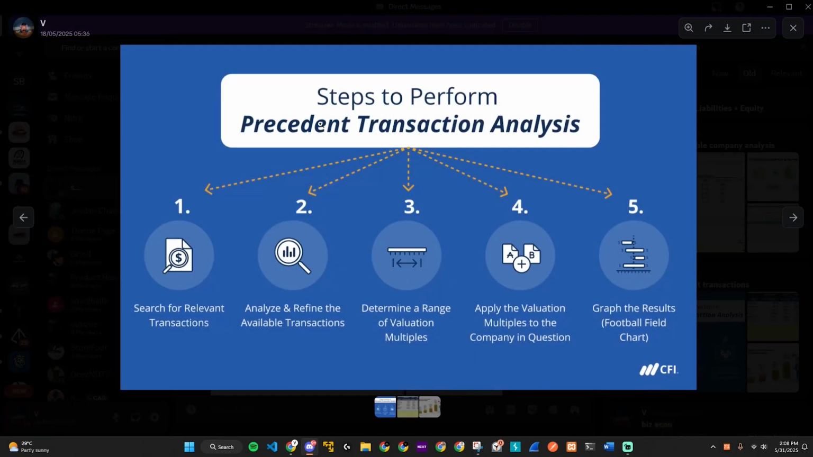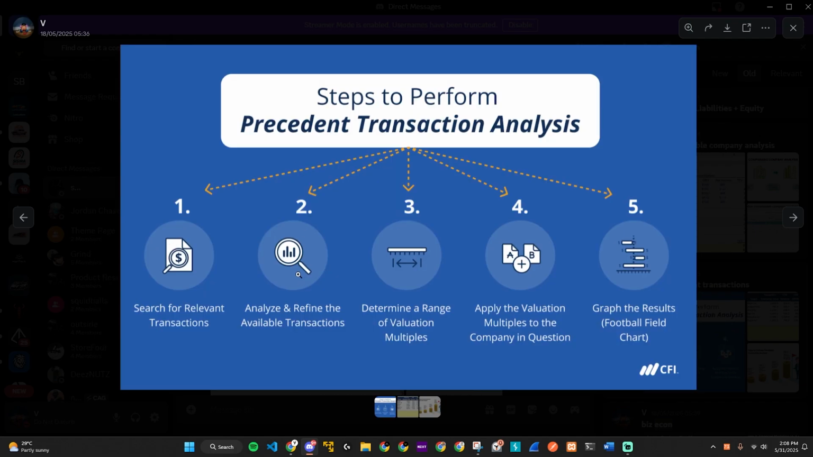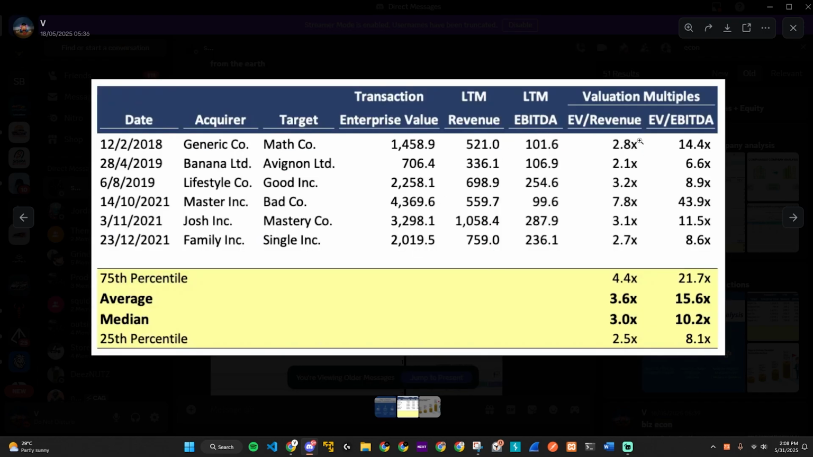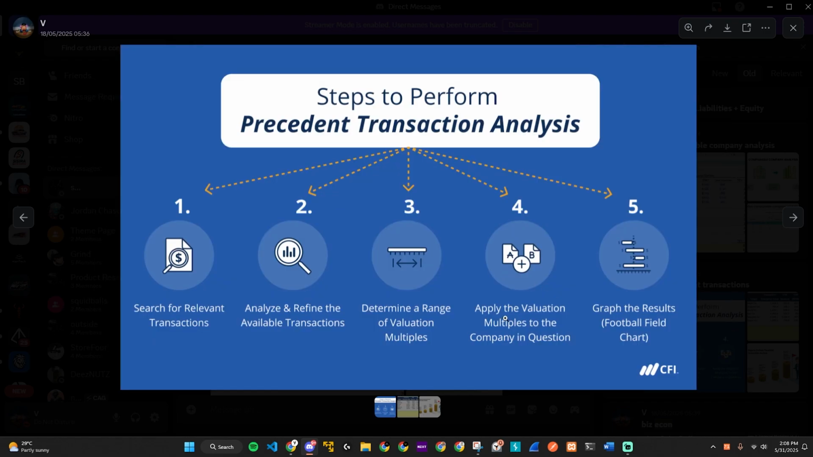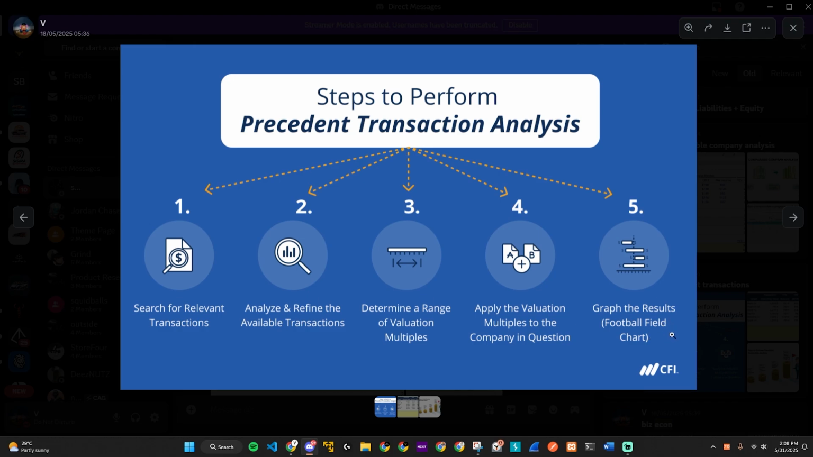So steps to perform precedent transaction analysis: search for relevant transactions, analyze and refine available transactions, determine a range of valuation multiples, and apply the valuation multiples to the company in question, graph the results in a football field chart. So let's see what this means. Search for relevant transactions, so that's basically this, and analyze and refine available transactions. So we can go into it. So once again, determine a range of valuation multiples, right? So these, apply the valuation multiples to the company in question. Right, okay. Graph the results, football field chart.